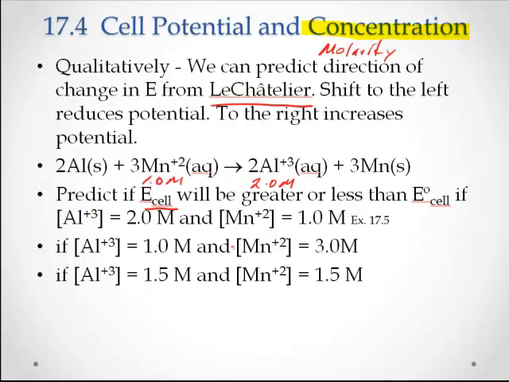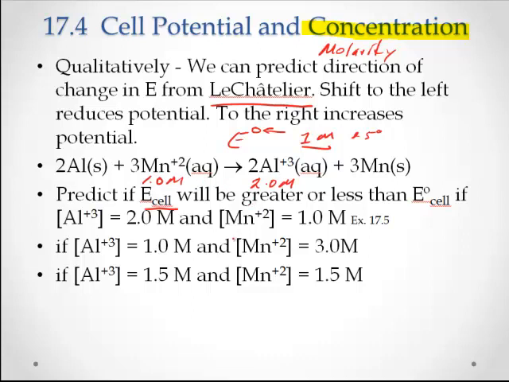Now, you've got to remember one thing. When we're talking about the voltage, remember that little 0 there? That means under standard conditions. And those standard conditions are 1 molar, 25 degrees Celsius. Okay? So we're talking about a cell that is not standard. All right? So in this case, we've got a cell where this is 1 molar and this is 2 molar.